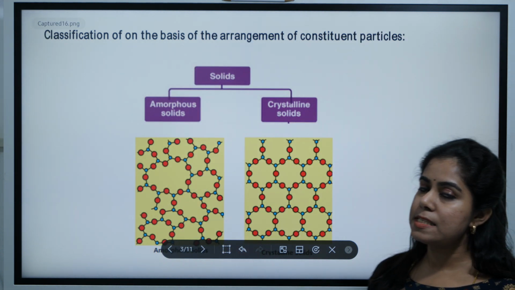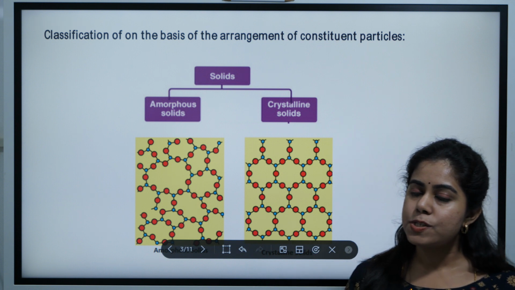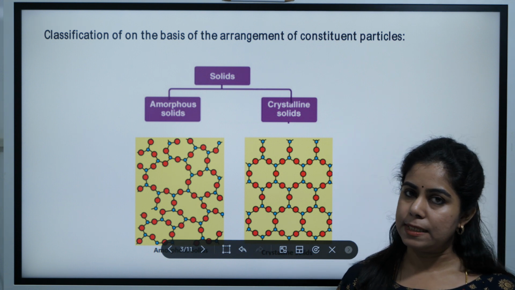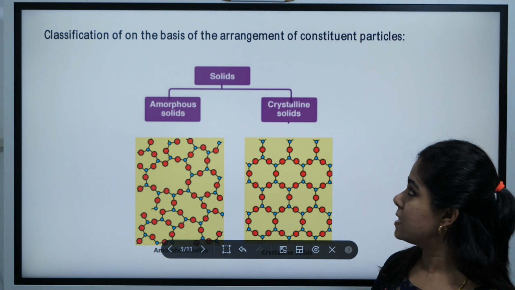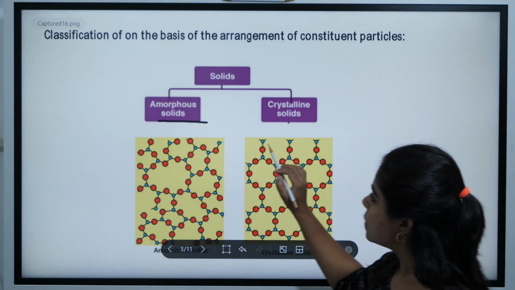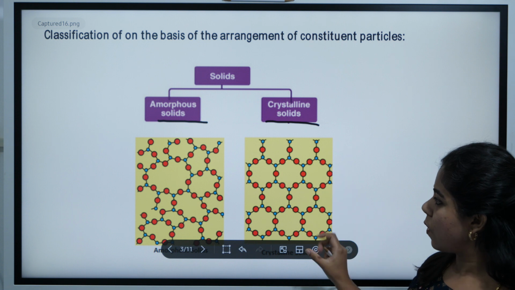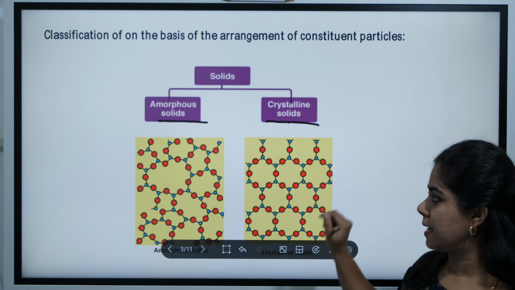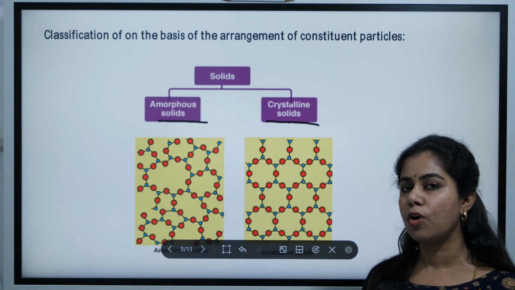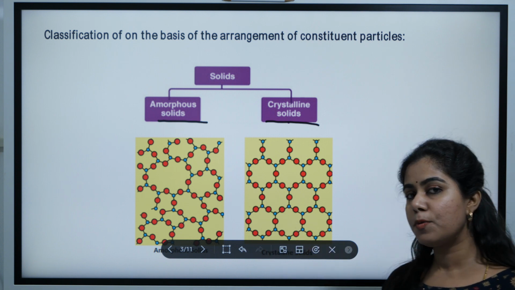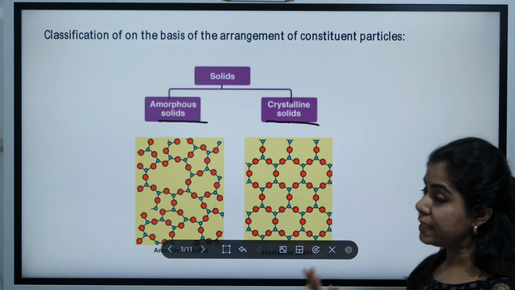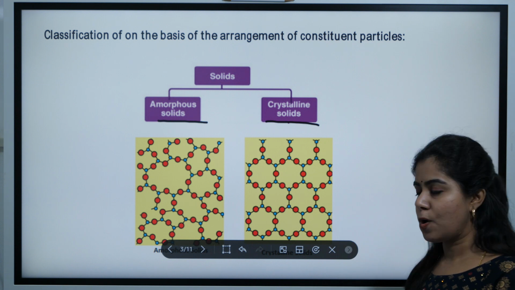Let's move on to the classification of solids. Based on the arrangement of the constituent particles, solids can be broadly classified into two types: amorphous solids and crystalline solids. As you can see here, the crystalline solids have a definite orderly arrangement, whereas there is no definite orderly arrangement in the case of amorphous solids. Let's look into the details of these two types of solids.